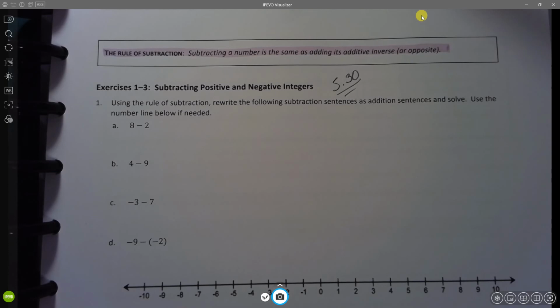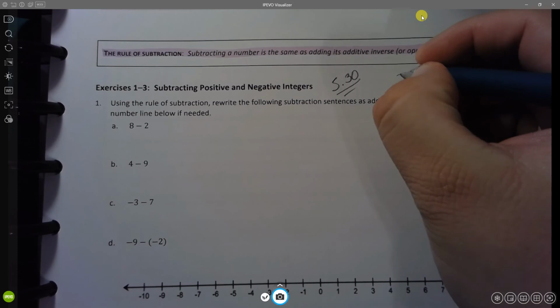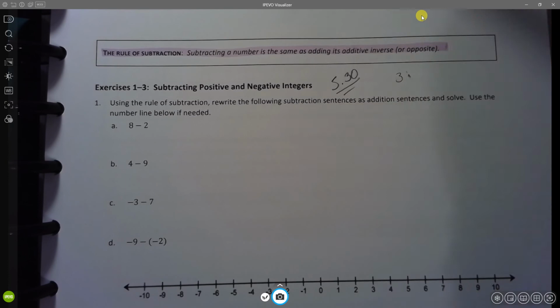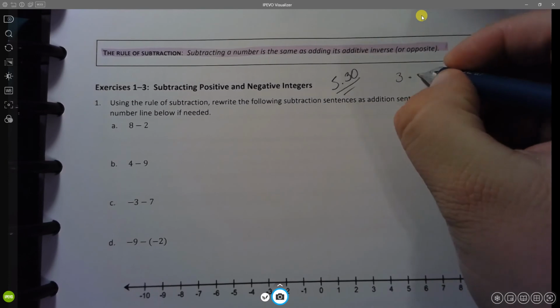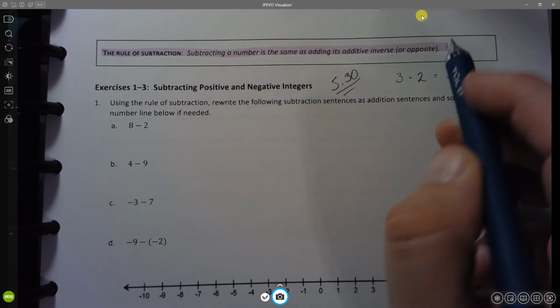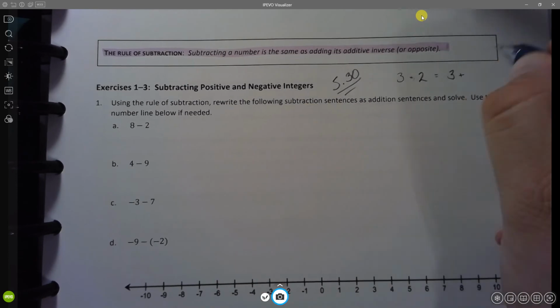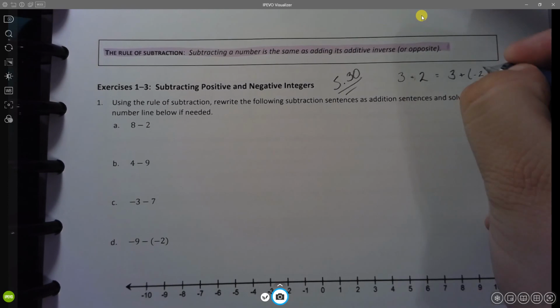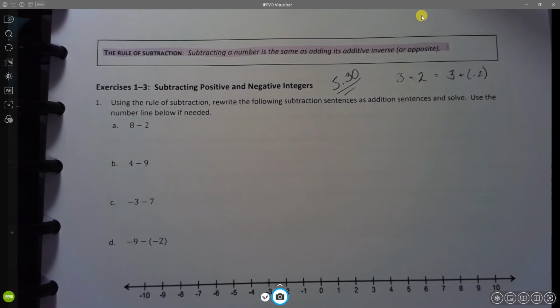Okay, so additive inverse. So if you have, sorry, not 3 plus because it's a subtraction problem. If you got 3 minus 2, it's the same as saying 3, so we're going to add the inverse. So add the opposite of a positive 2, which would be a negative 2. Okay? So 3 minus 2 is the same as saying 3 plus a negative 2. So we add the opposite of the next number.